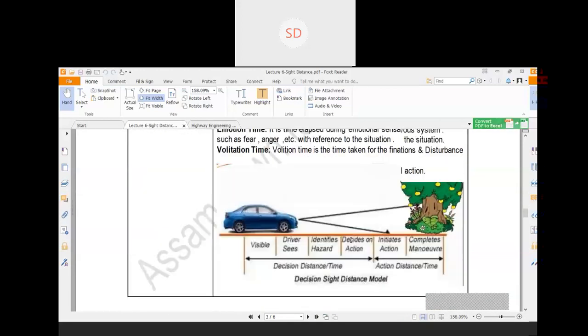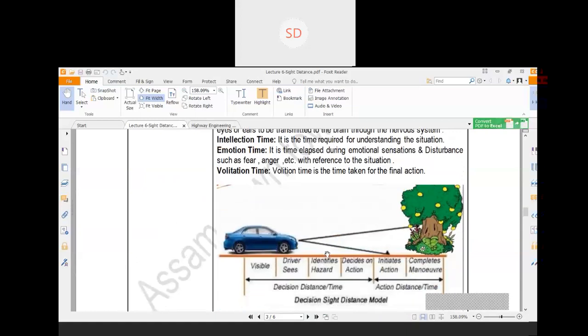Let us discuss with some figure. Suppose this is an obstruction, and a driver is moving in this vehicle. Whenever he sees this obstruction, the first thing he will do is analyze the situation, whether he should stop the vehicle or whether he can easily get past the obstruction. This particular time, whenever the driver thinks about the situation, is called the reaction time.